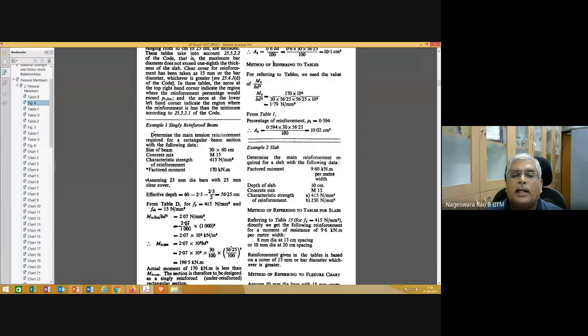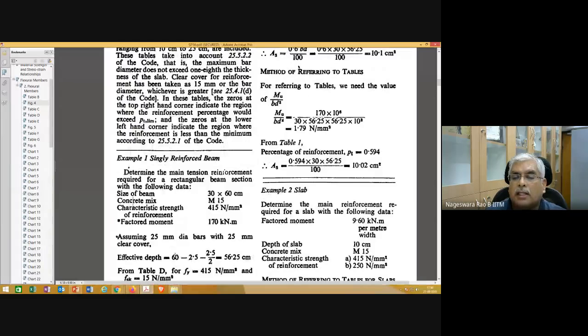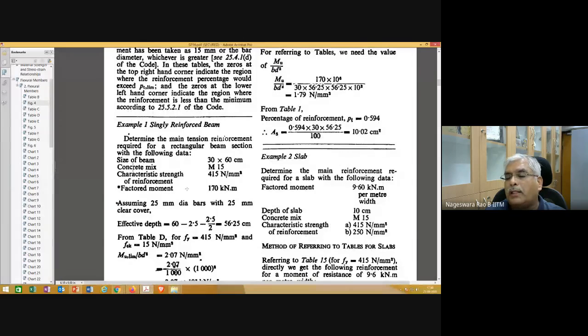Determine the main tension reinforcement required for a rectangular beam section with the following data: size of the beam, concrete grade is given, Fe415 steel, and factored moment. Factored moment is nothing but your design moment. It is obtained by taking whatever dead loads and live loads we have and multiplying them with partial safety factors.